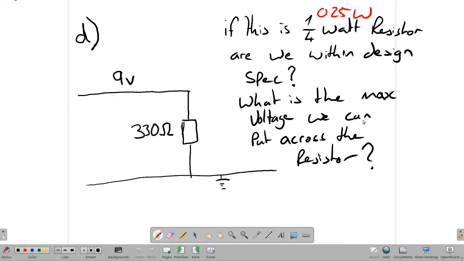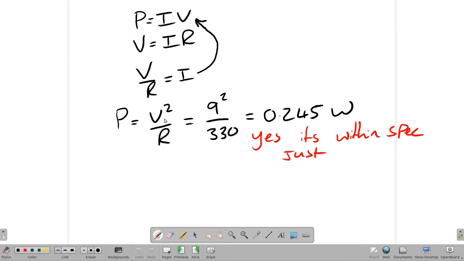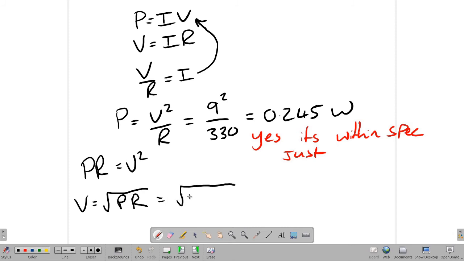What's the max voltage we can put across the resistor? Looking at this equation here, we can rearrange it. Multiplying both sides by R gives us P times R equals V squared. So V equals the square root of P times R. In this case, this is going to be root 0.25 because we're looking at the maximum and the resistance was 330, so times 330.